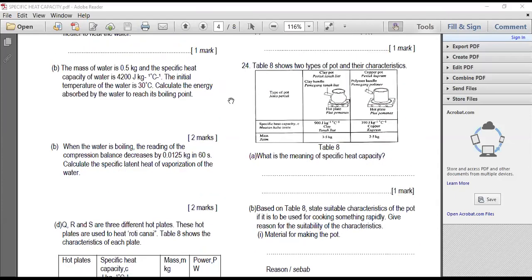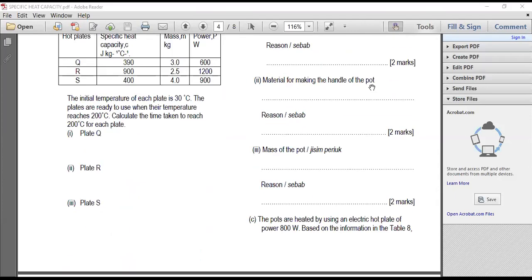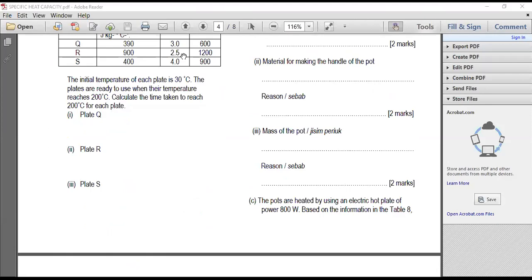Okay, mass of the pot, right? So we can use smaller mass. If too high, that means difficult to carry. So small. Reason: easier to carry. Or lighter also can. Not heavy also can. Okay, next.